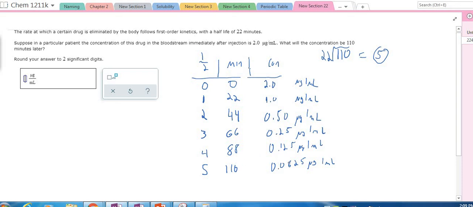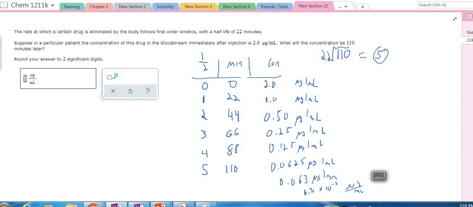And so just by going through half-lives this way, we know that the concentration after 5 half-lives, after 110 minutes, is going to be 0.0625. I think we need 2 sig figs. And so that's going to be 0.063 micrograms per mil. Or if you want to do scientific notation, that is going to be 6.3 times 10 to the negative 2 micrograms per mil.